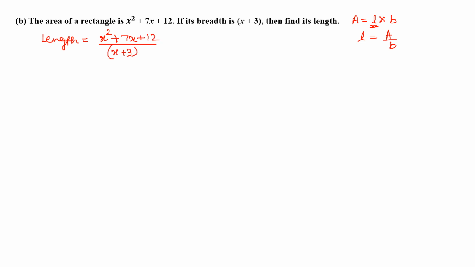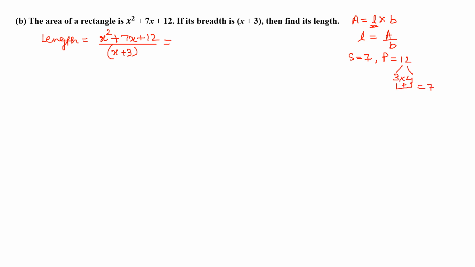Now factorize the numerator. When you have to factorize, you have to find two numbers whose sum will give you 7 and product will be 12. You cannot factorize it using any standard identity, because 12 is not a square of any number. So you have to use the middle term splitting method. Find two numbers whose product is 12 and sum is 7. So 3 and 4: 3 into 4 is 12 and 3 plus 4 is 7.